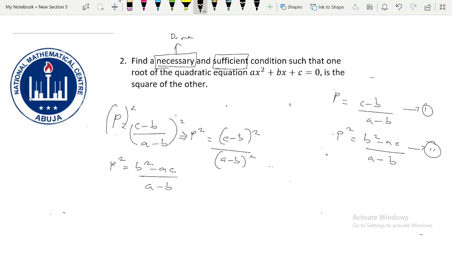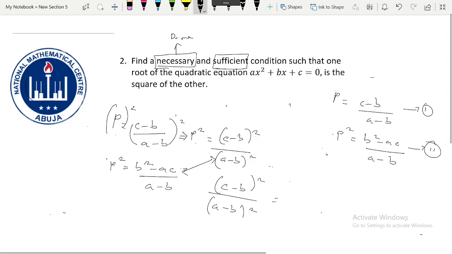But these two are both p squared, so it means they are equal. Since they are both p squared, it means that (c minus b) all squared over (a minus b) all squared is equal to (b squared minus ac) over (a minus b), right? So this is p squared, yeah.